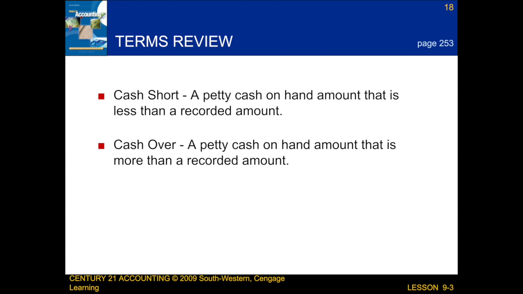There are some key terms that I'd like to go over before we start the accounting part of this lesson. Cash short is a petty cash on hand amount that is less than a recorded amount. And cash over is a petty cash on hand amount that is more than a recorded amount.